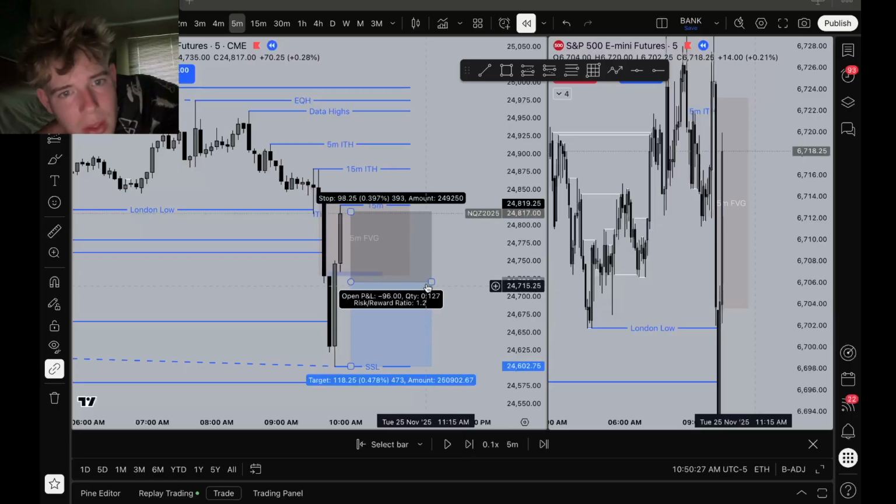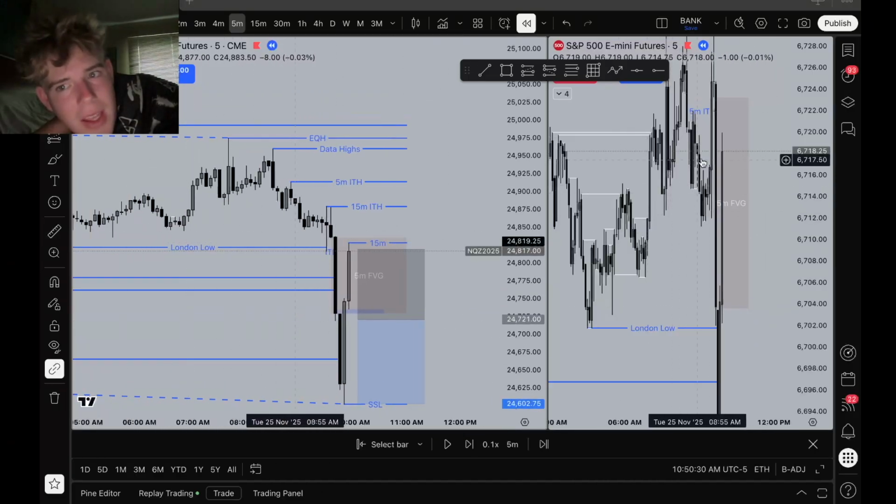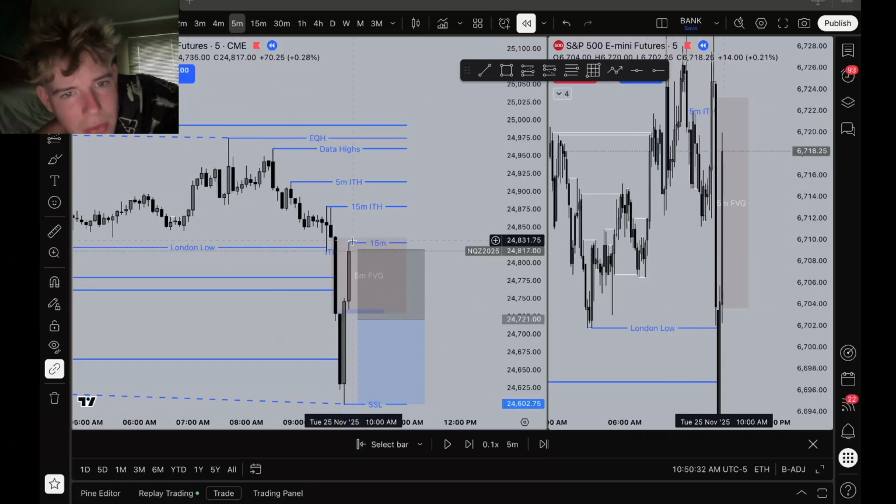We also put in a 15-minute. ES doesn't have one, but we put in a 15-minute here. So I'm like, all right, bet. If we inverse this 5-minute, this could be a breakaway gap.